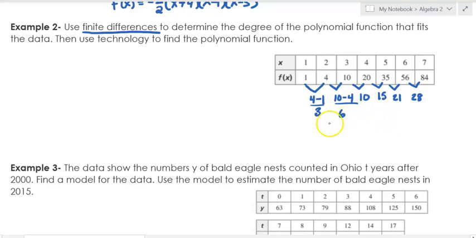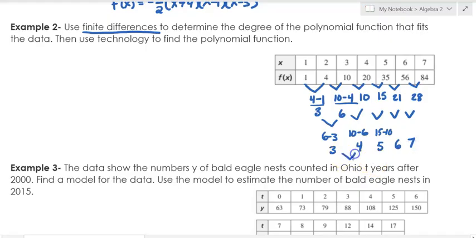Okay, so now you do the same thing with these numbers. So you're waiting to see until they are all the same. You're looking for common differences. So now I'm going to do 6 minus 3. So I get 3. I'm going to do 10 minus 6. I get 4. I'm going to do 15 minus 10. That's 5. 21 minus 15 is 6. 28 minus 21 is 7.